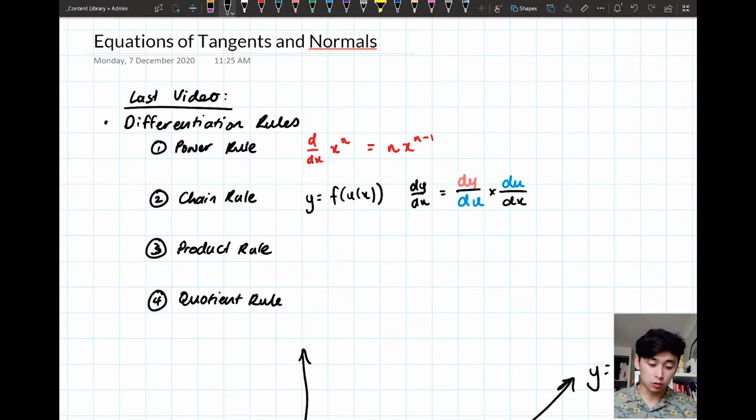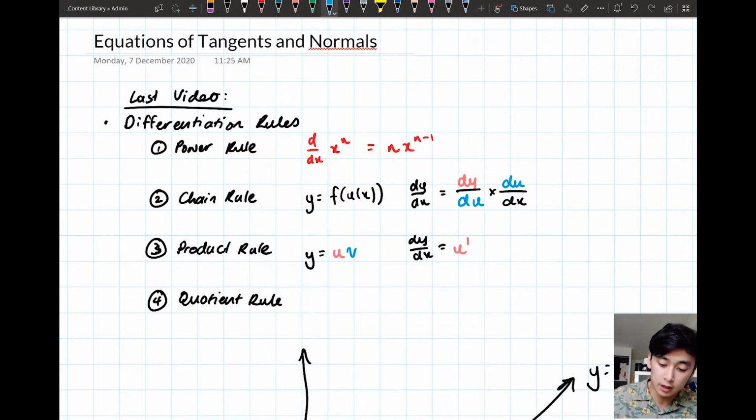The third one was the product rule, which was if we have y equal to a product of two functions, u and v, the derivative dy on dx, and I'm going to write the shorthand here, was u dash v minus u v dash.